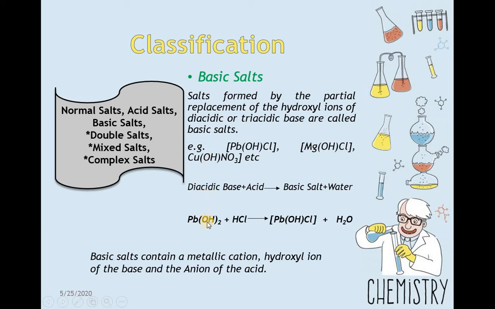So how do you produce them? The example is given. Diacidic base means it has two hydroxyl groups. The acidity of the base, lead hydroxide, is 2, plus acid. So you get PbOHCl, that is basic lead chloride, and water. Now these basic salts contain a metal or metallic cation, the hydroxyl ion of the base, and the anion of the acid. Now this hydroxyl ion has come from lead hydroxide, the metallic cation comes from the lead hydroxide, and the chloride ion comes from the acid.